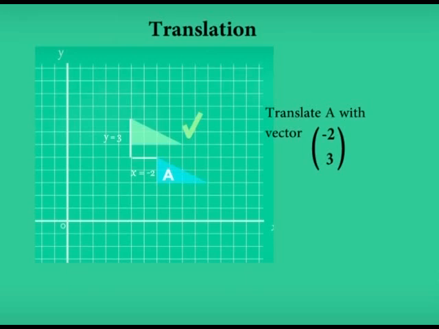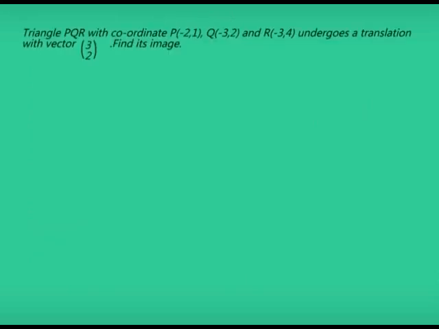Translations can also be done by calculation. All we need to do is to add the translation vector to the coordinates of the points given. For example, triangle PQR with coordinates P(-2, 1), Q(-3, 2), and R(-3, 4) undergoes a translation with vector (3, 2). Find the coordinates of its image. We simply work: P plus the translation vector will give us P prime, the image of P. Then we write the coordinates as column vectors and add them.